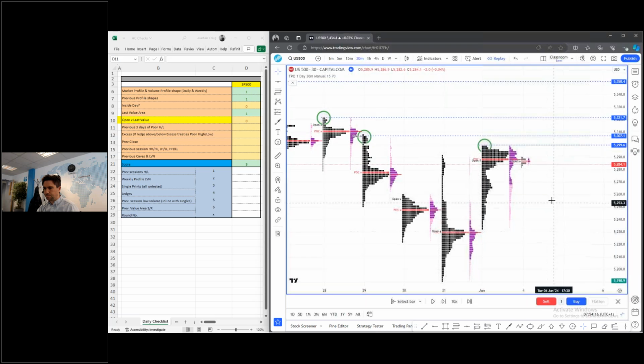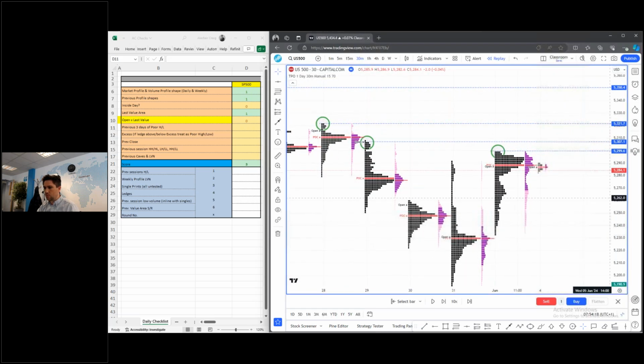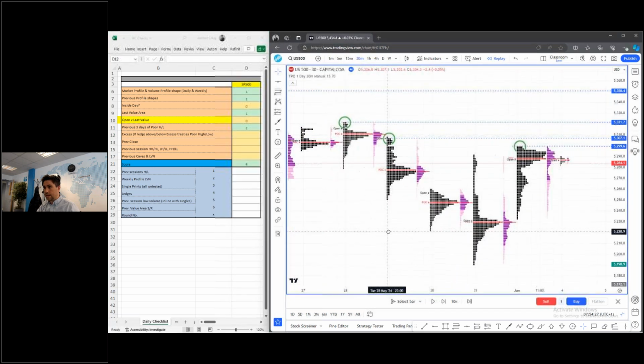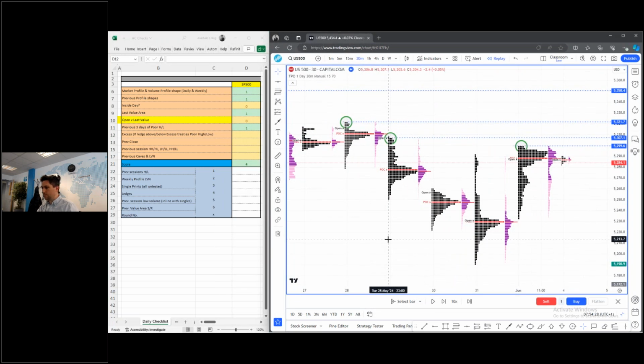Okay, and here we've got 4 of those levels which are yet to be broken. So that is definitely a signal for long. Now the opposite of poor highs, and I guess they should be called good highs or good lows, that would make more sense, but unfortunately they call it excess, is then the opposite of this.